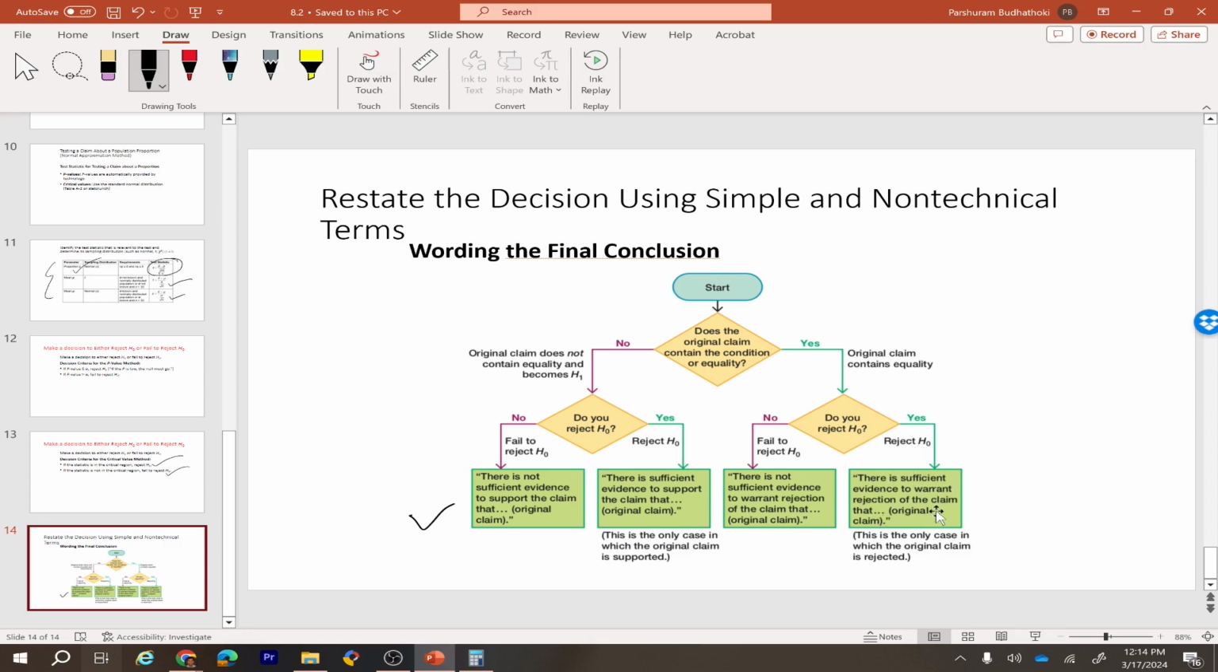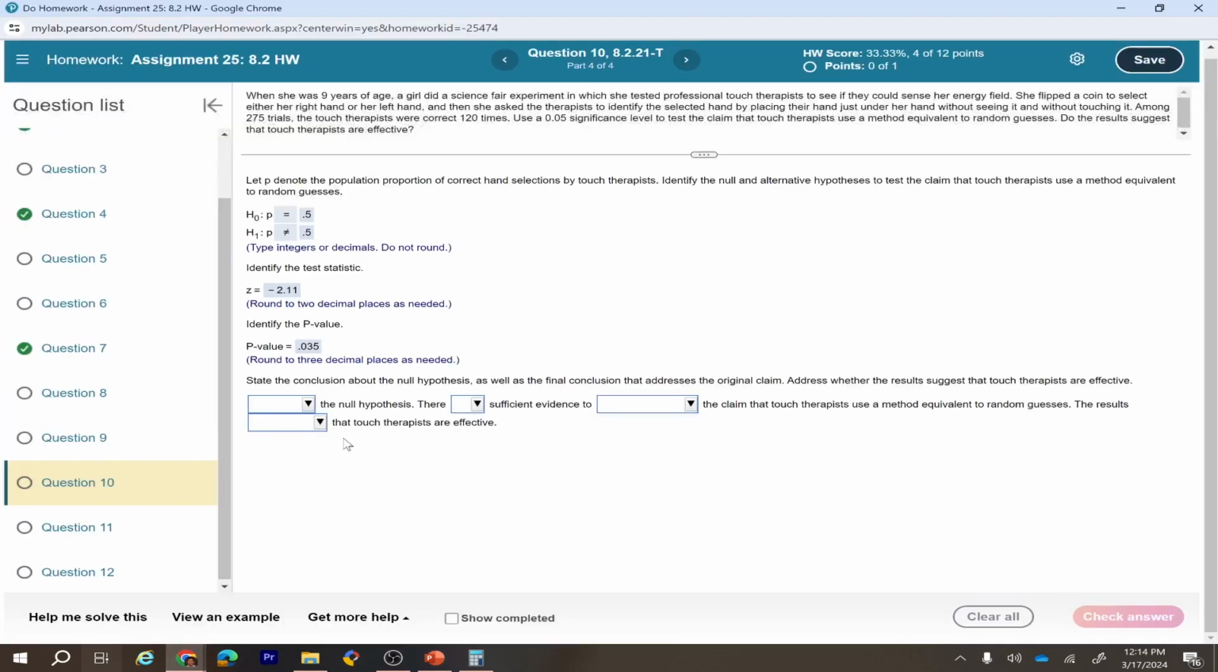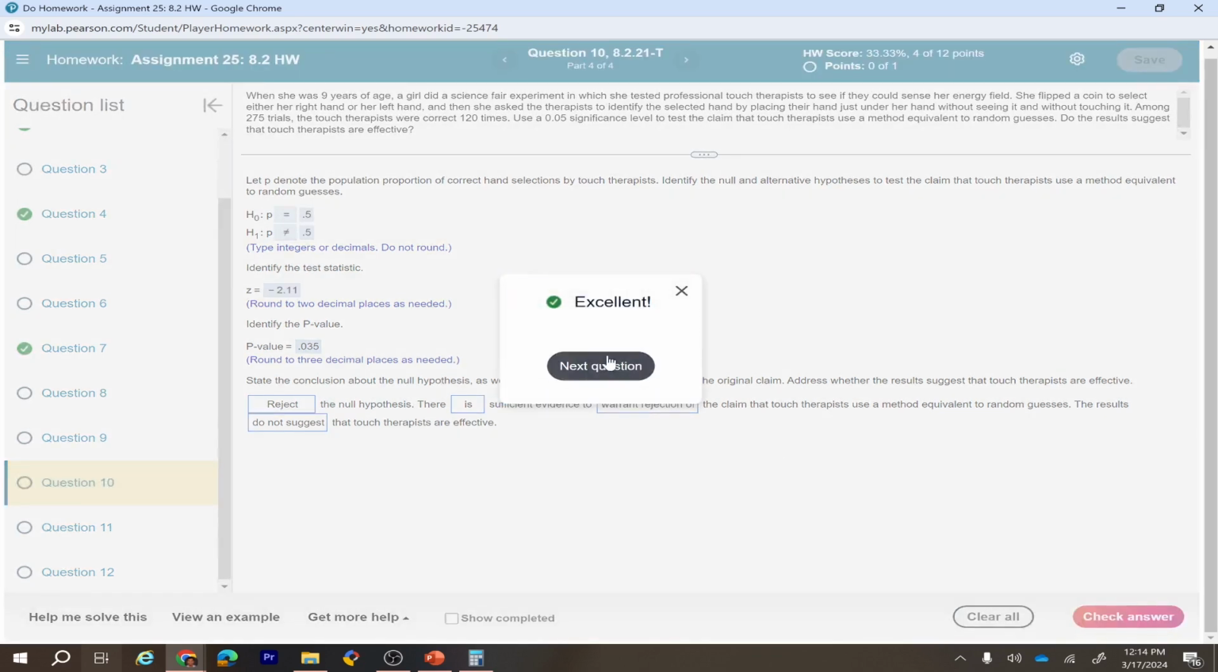There is sufficient evidence to warrant the rejection. So reject the null hypothesis. There is sufficient evidence to warrant the rejection of the claim that touch therapists use a method equivalent to random guessing. The result suggests that the touch therapists are not effective. Okay.